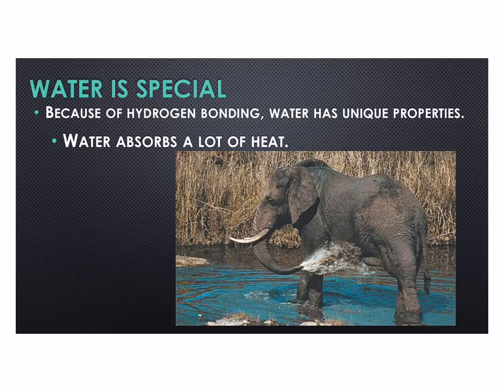Now, because of the hydrogen bonds, because water is like that, it has unique properties that we're going to talk about. Make sure you understand these properties. The first is that water can absorb a lot of heat. That's why we use water to cool things down. It can absorb heat. We sweat. When we sweat, the water cools our body. This elephant, of course, is pouring water on his body, not because he wants to be wet, but because he wants to cool down, because water can absorb the heat due to hydrogen bonding.